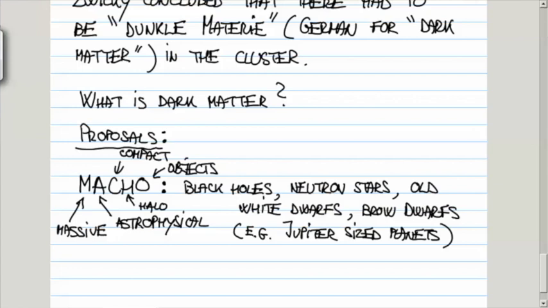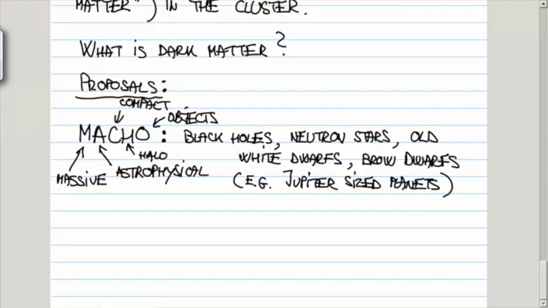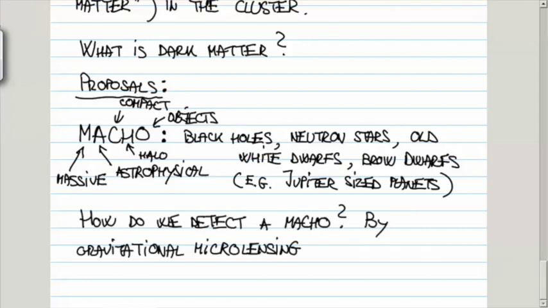Okay? So the question is, how can we detect a MACHO? Right? If it does not produce light, how can we detect it? And there is a very neat method that is actually based on Einstein's general theory of relativity, that any mass or energy bends space-time, and therefore if the light moves in a bent space-time, it will actually curve around the massive object.